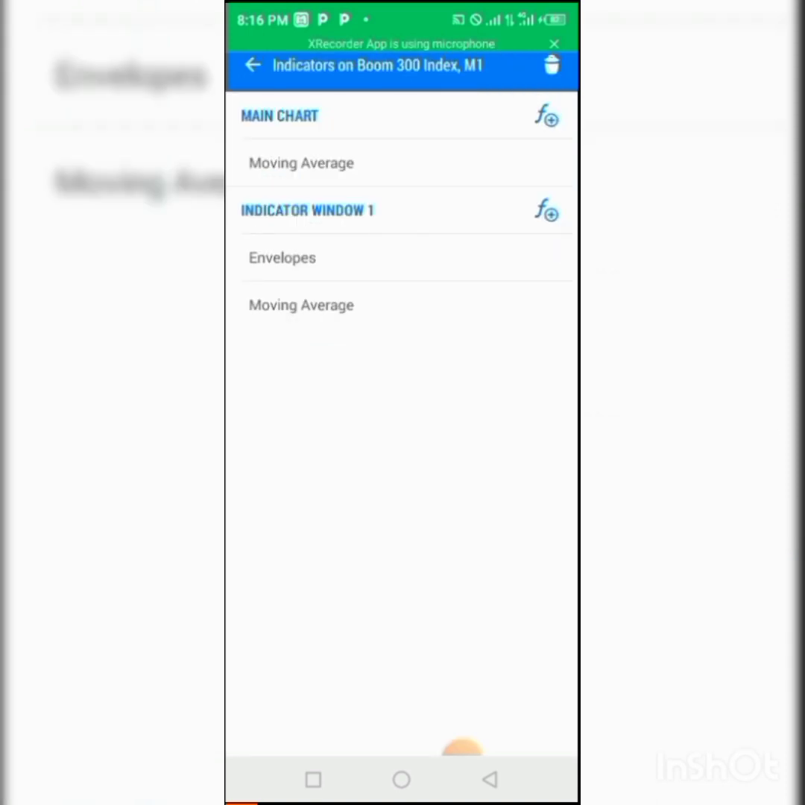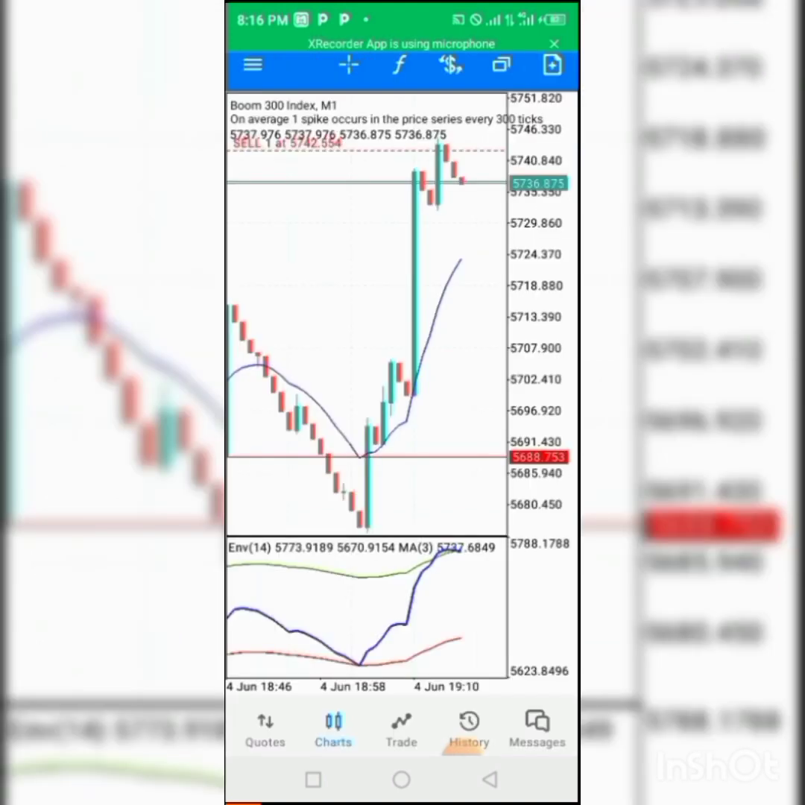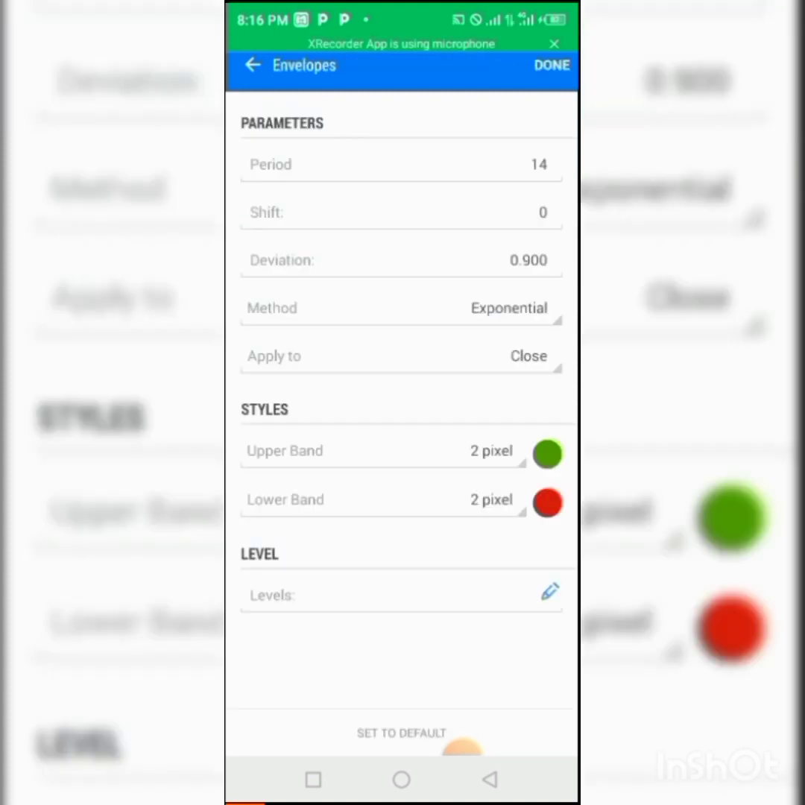Okay, we're using moving averages and the envelopes. We're using two moving averages. First, moving average period 13, shift 0, method exponential, applied to close, style 2 pixel, color blue. Then you add your indicator again in the indicator window. You go to your envelopes: period 14, shift 0, deviation 0.9, method exponential, and apply to close. Upper band 2 pixel green, lower band 2 pixel red. You can use any color of your choice.